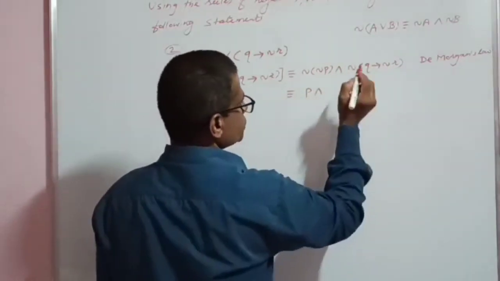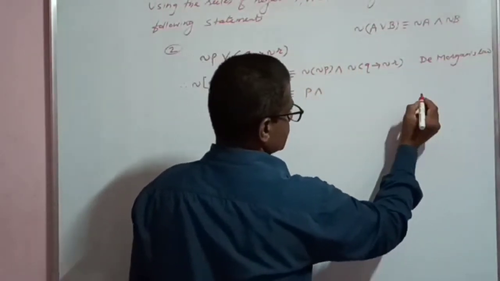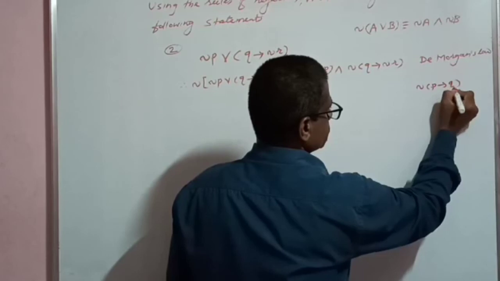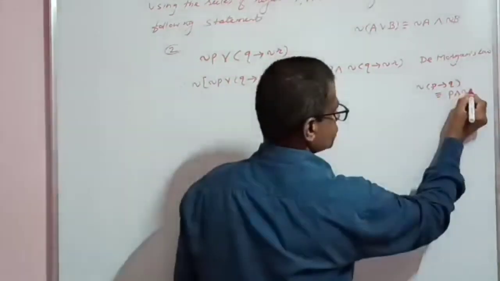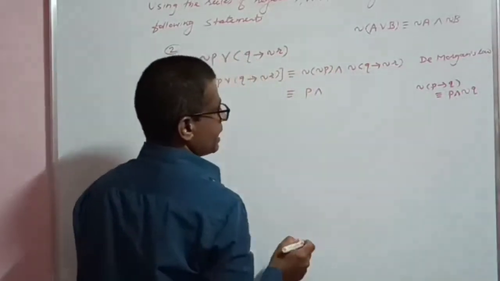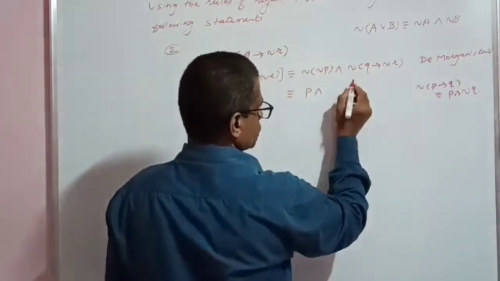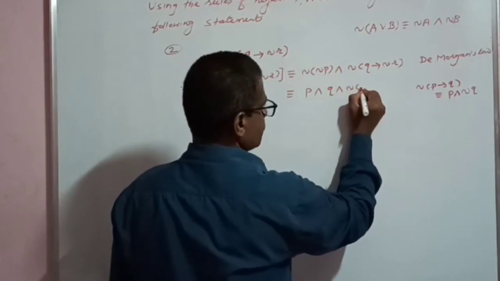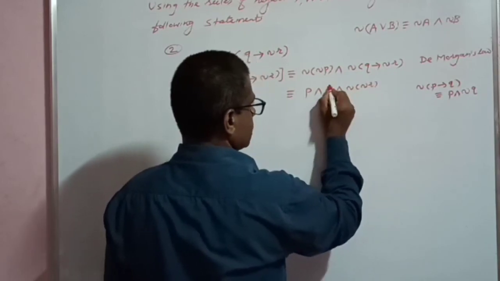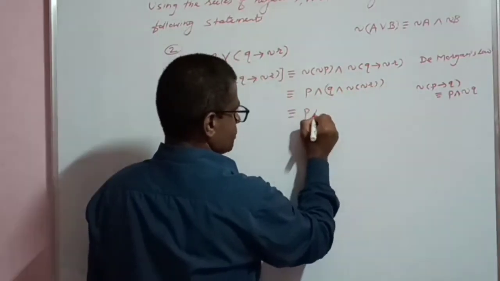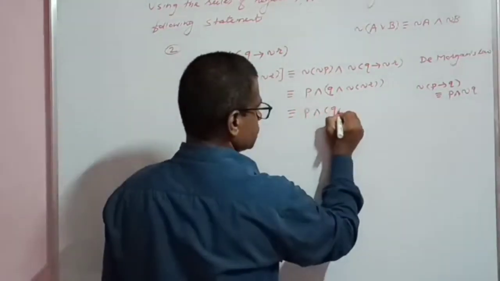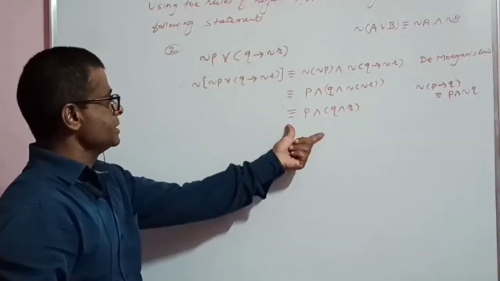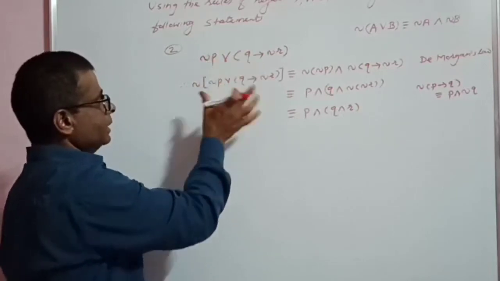Now negation of a conditional statement. What is the negation of the conditional statement? Negation of P implies Q gives P conjunction negation of the second statement. By using this, it can be written as P conjunction Q conjunction negation of R. So this is the negation of the given statement.